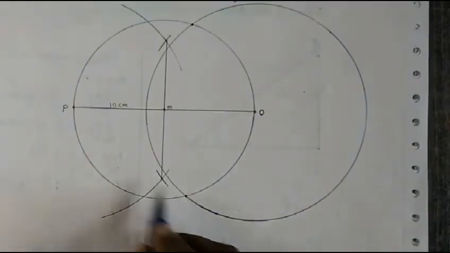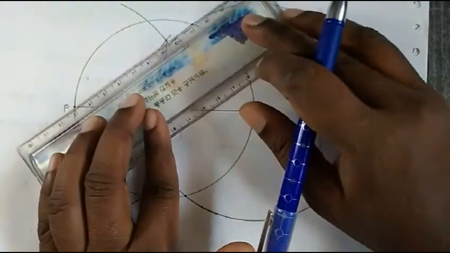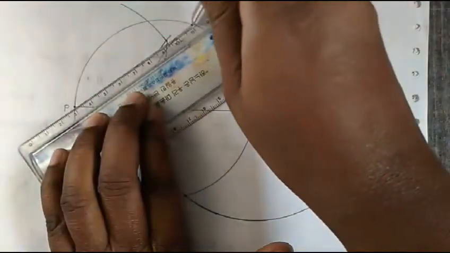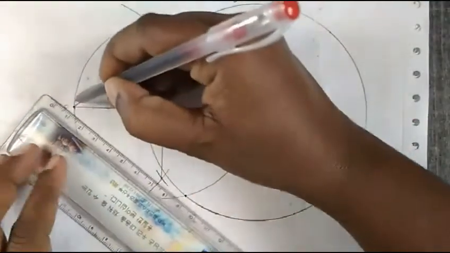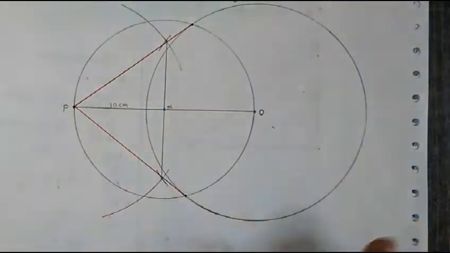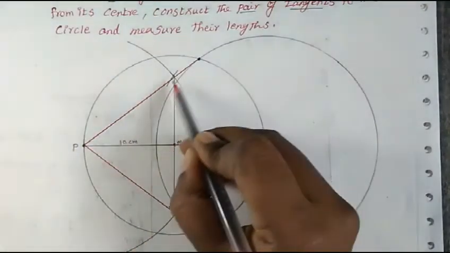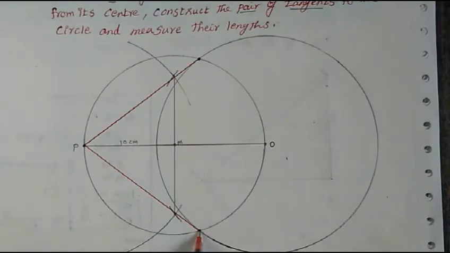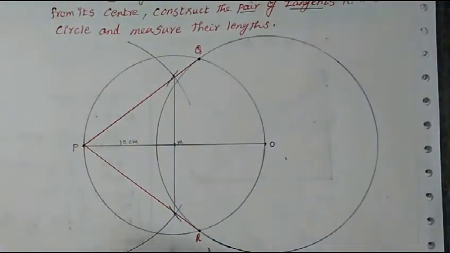So this is the point you have to join with P. And here also. Okay, that's how we construct a pair of tangents. So this is a tangent which is touching the circle at this point. This is another tangent which is touching at this point. You can name this Q and this R.